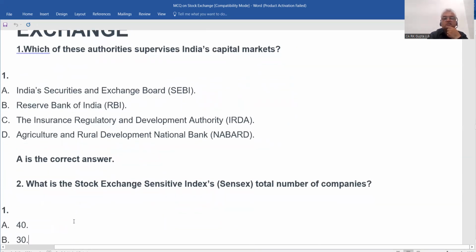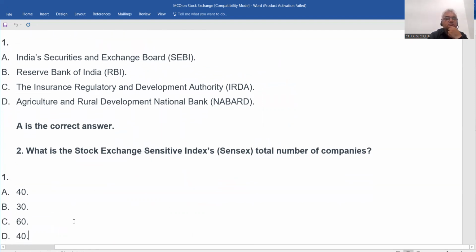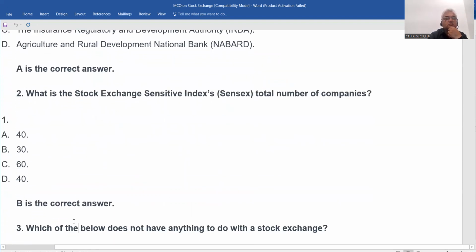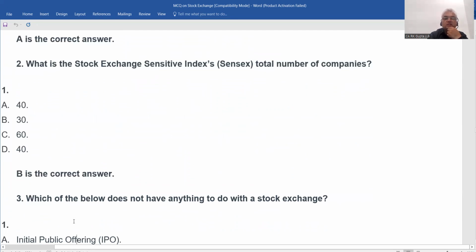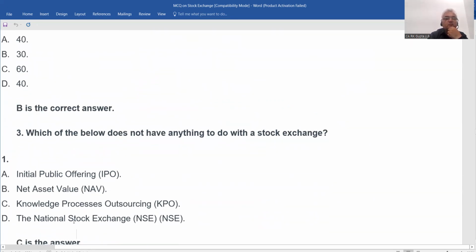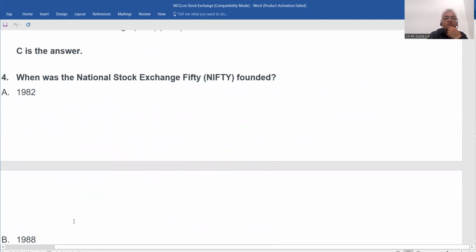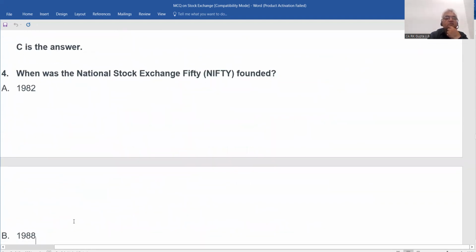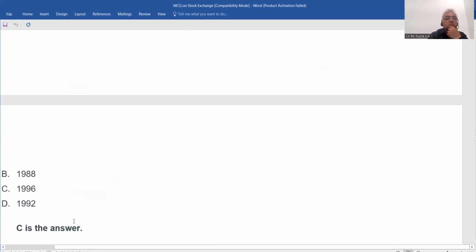What is the stock exchange sensitive index total number of companies? 30. ये तो वही है. हाँ ठीक है. Which of the below doesn't have anything to do with the stock exchange? ये भी हो गया, KPO, ठीक है ना? When was the stock exchange Nifty founded? Nifty कब हुआ? ये भी same 96.